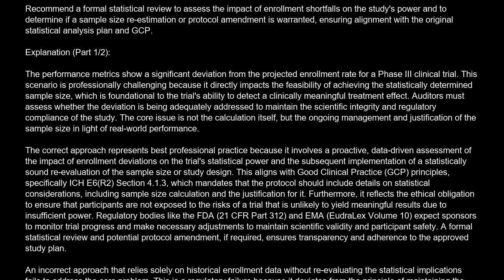The correct answer is C. Recommend a formal statistical review to assess the impact of enrollment shortfalls on the study's power and to determine if a sample size re-estimation or protocol amendment is warranted, ensuring alignment with the original statistical analysis plan and GCP.